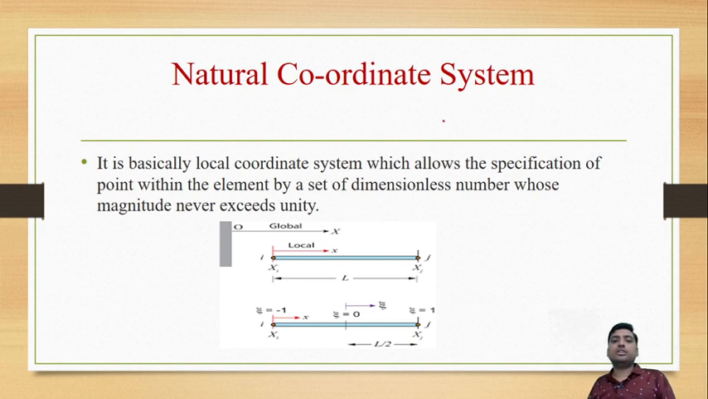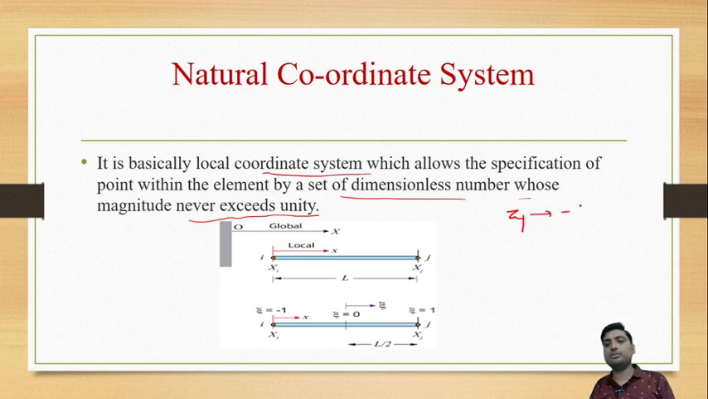Now coming to natural coordinate system. The natural coordinate system is just a part of the local coordinate system, in which a set of dimensionless numbers whose magnitude never exceeds unity is used. We need to show the points in terms of dimensionless numbers whose value never exceeds unity. Suppose we take a zeta function; its magnitude will be from -1 to 1. It cannot exceed 1 and it cannot be less than -1.